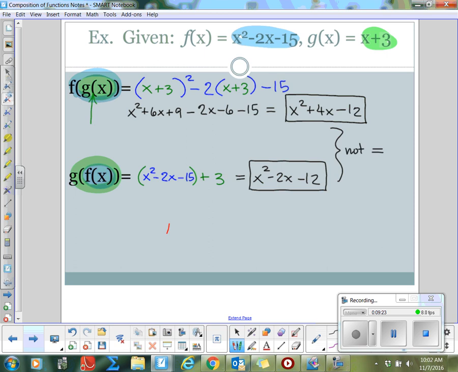And that validates an important point, that composition of functions is not commutative. Addition is commutative. You can add two functions in either order and get the same result. Multiplication is also commutative. Subtraction is not, division is not, and composition is not commutative.